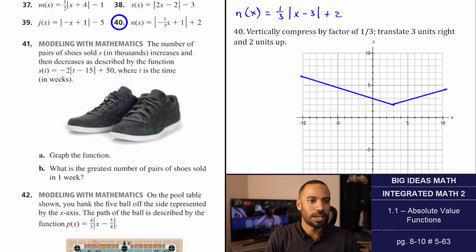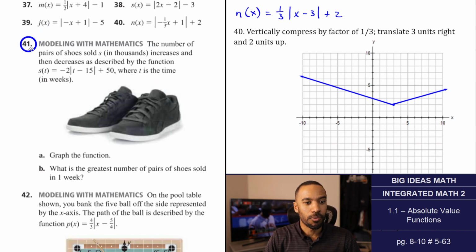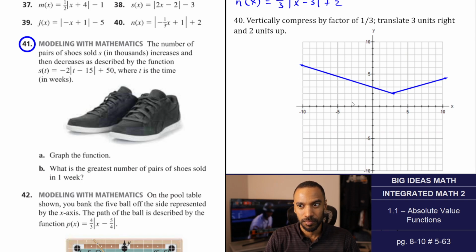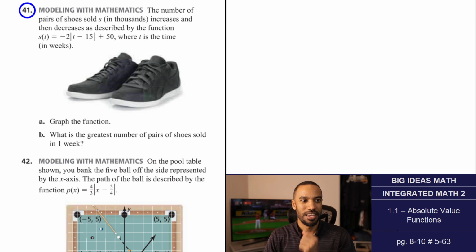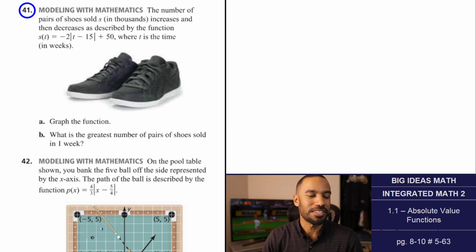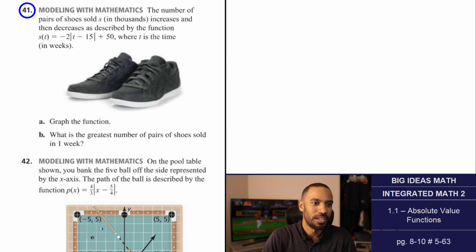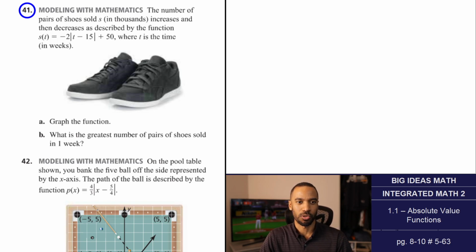Okay, number 41, modeling with mathematics. Oh, and by the way, there are too many problems for me to preview what we're doing going forward. I haven't seen these problems, so I have no idea what I'm going to run into. I only hope I can do some of these problems. The number of pairs of shoes sold, S in thousands, increases and then decreases as described by the function S of t equals this, where t is the time in weeks. A, graph the function. B, what is the greatest number of pairs of shoes sold in 1 week?